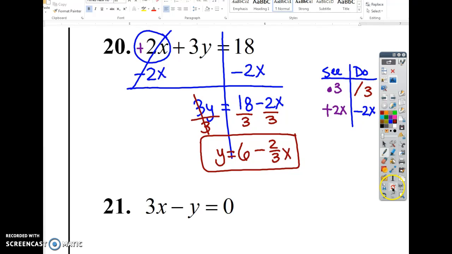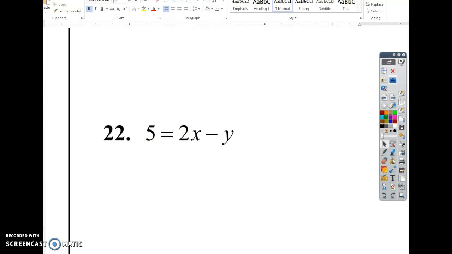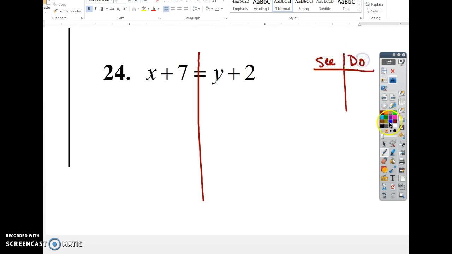And the last one I'm going to do with y'all is number 24. Remember, you're doing the rest of them by yourself. Okay, you're solving for y. So you do your table, do. What is happening to this y? Okay, because the y is on the other side now. It's on the right side. What is happening to y?